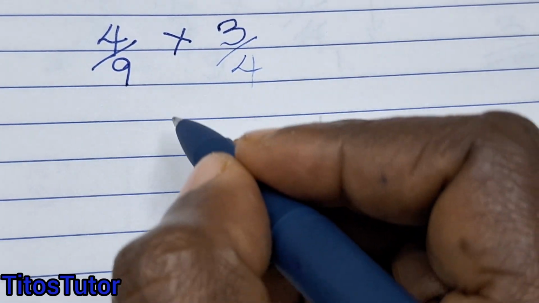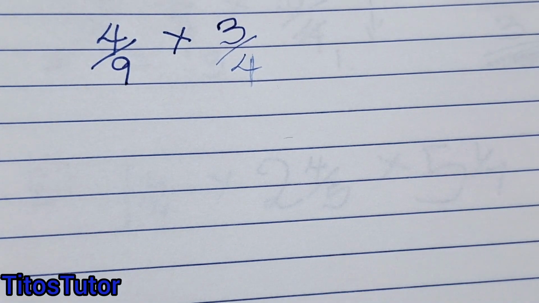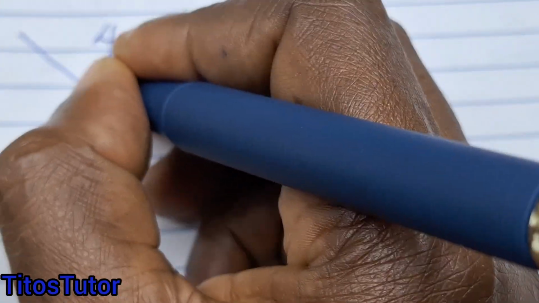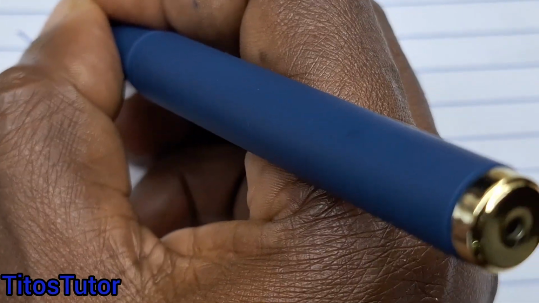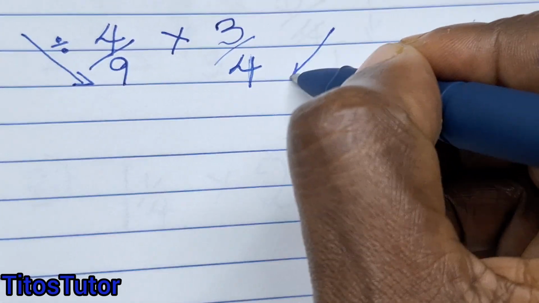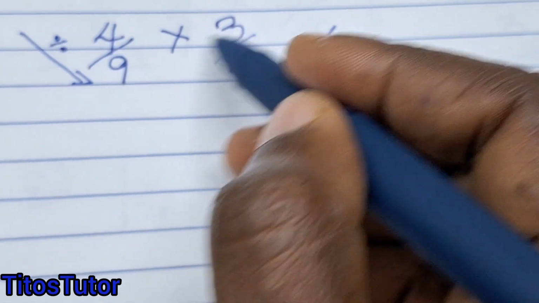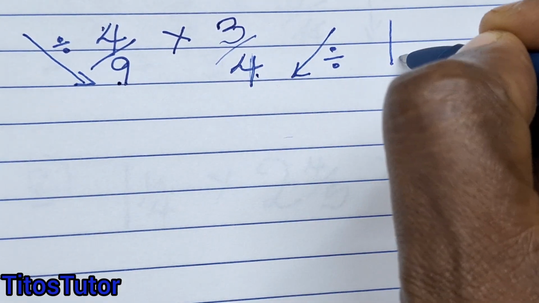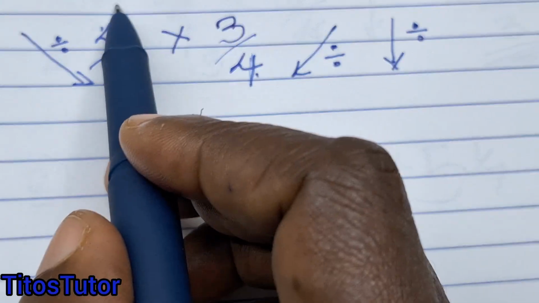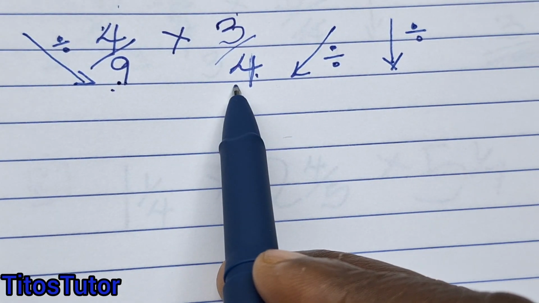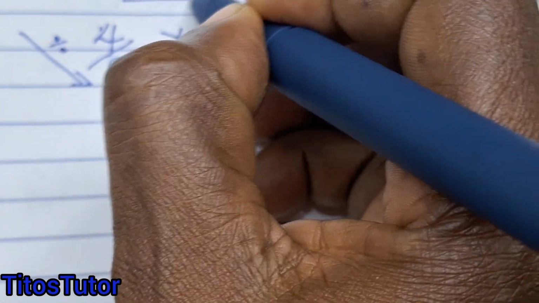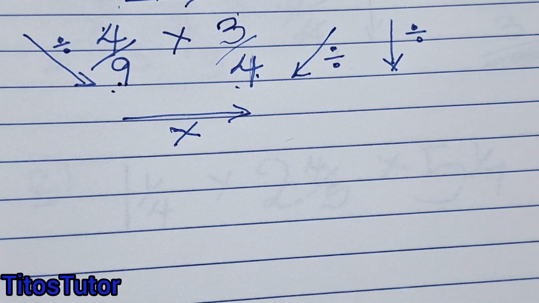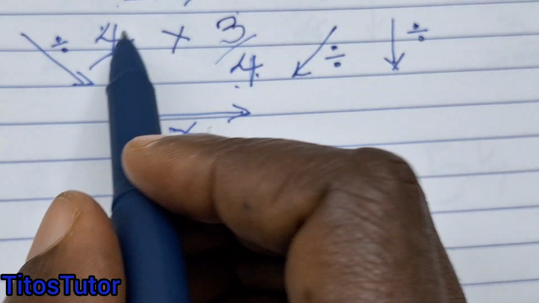So I said you can divide diagonally. If you're dividing diagonally, that means you can divide like this, and you can also divide the other way around. So 3 and 9, you can find the common factor. 4 and 4, you can find the common factor. You can also divide vertically, up and down, before you now multiply horizontally. Okay?